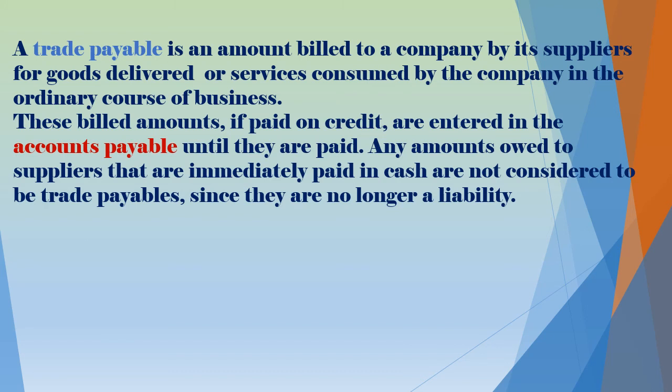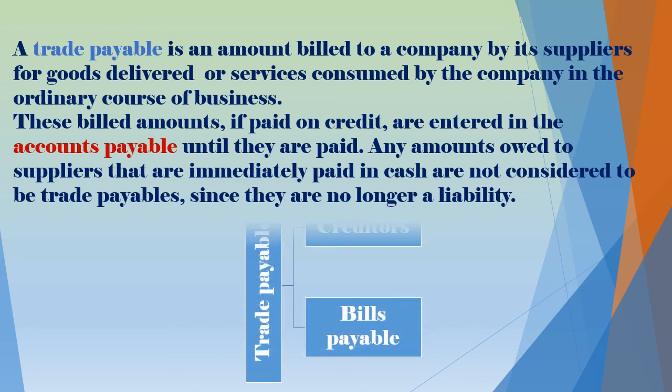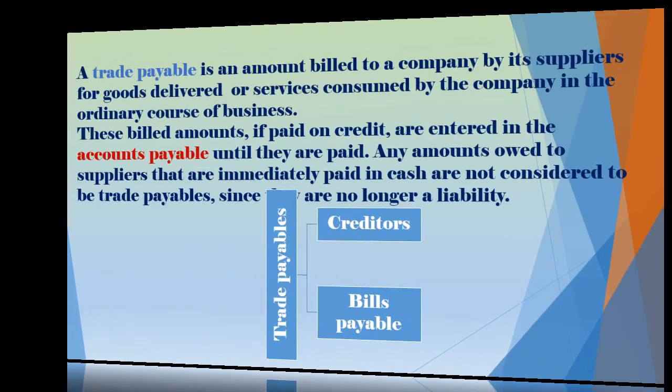In the same way, the bills of exchange becomes bills payable for the person who has to pay money. And if paid on credit, it will be entered in accounts payable until they are paid. So every time cash is paid, the amount will be deducted from the accounts payable. So trade payables include creditors and bills payable.